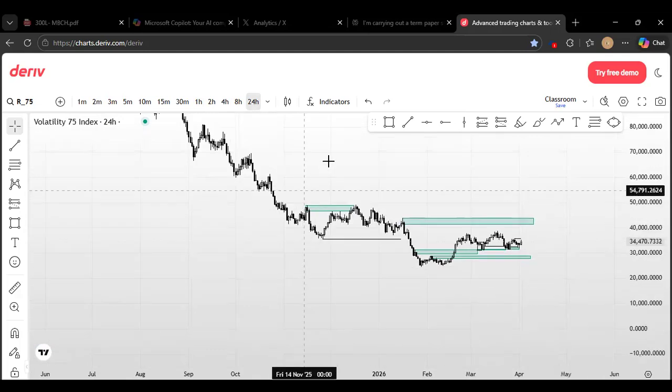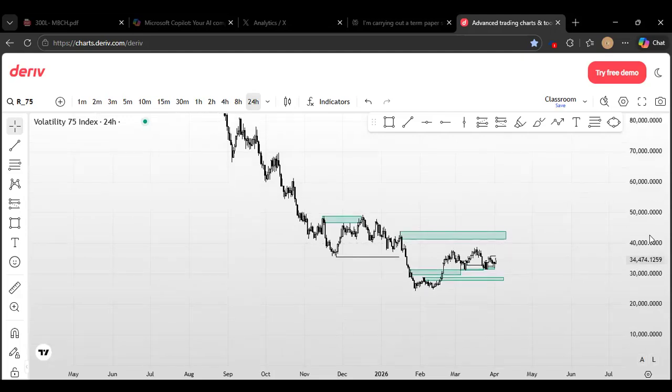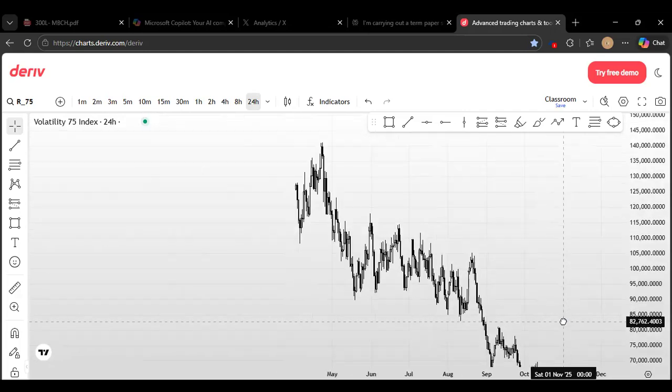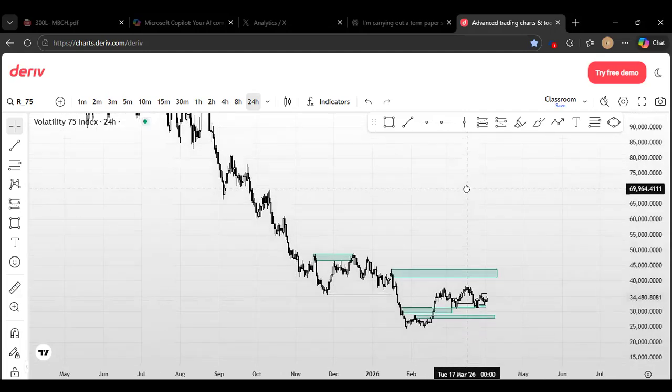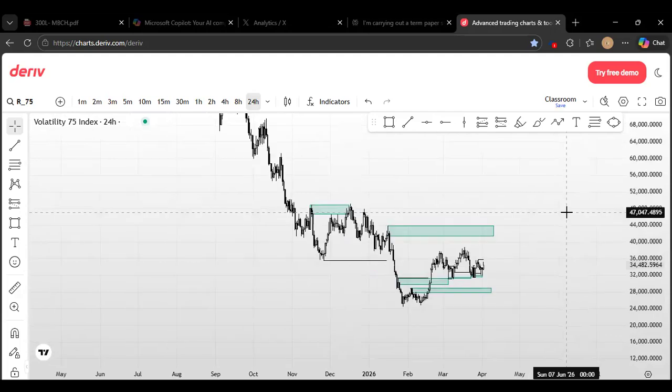This is what I'm seeing on the daily time frame. We are bearish. V75 has been bearish for a very, very long time. So it's a bearish pair.